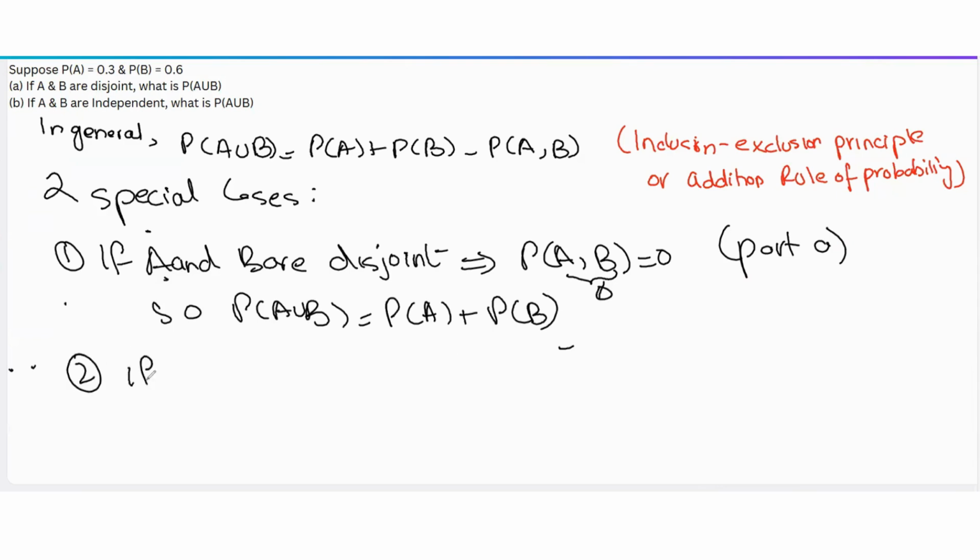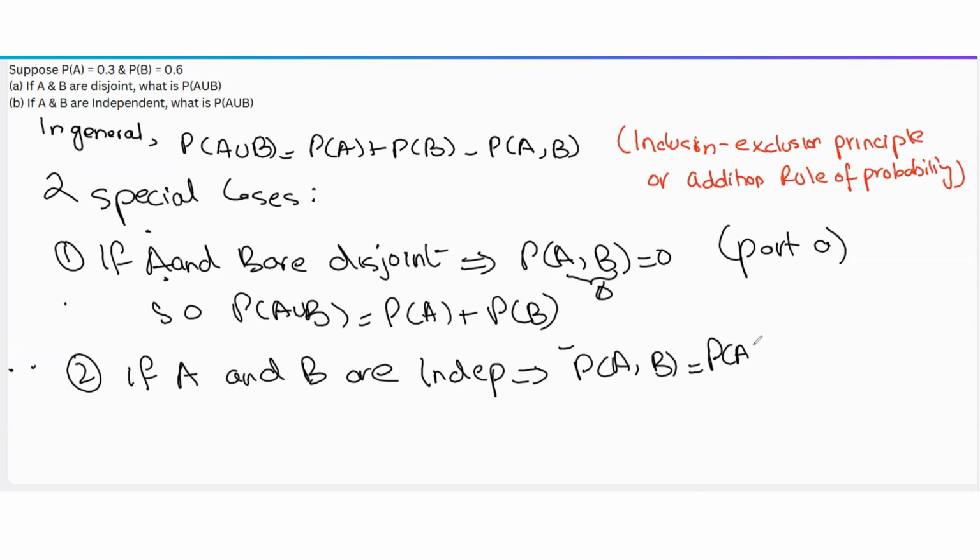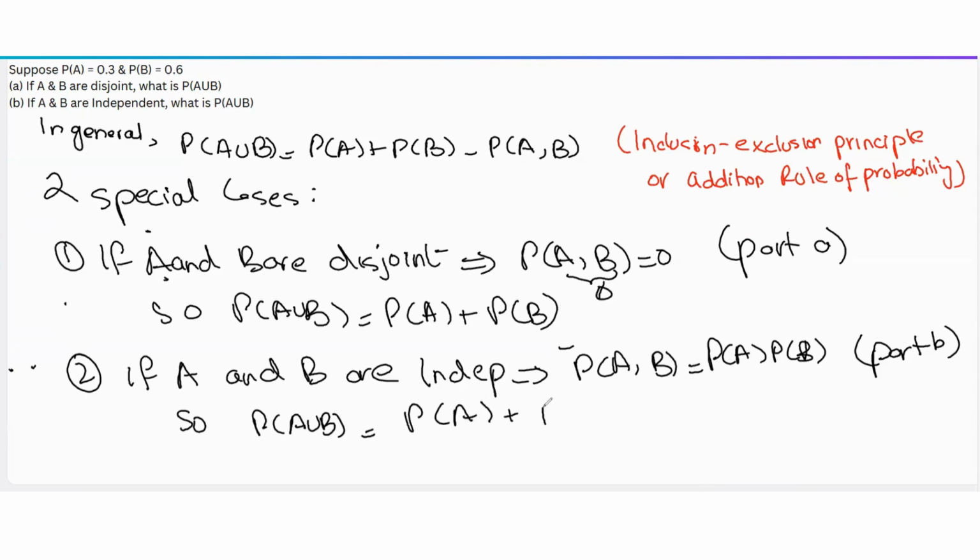The second special case we looked at was if A and B are independent. Then for the probability of A intersection B, we know the joint probability is the product of the individual probabilities. This was part B. So in this case, the probability of A union B was the probability of A plus the probability of B minus the probability of A times the probability of B. This is the most general case by the inclusion-exclusion principle, and these are two special cases.